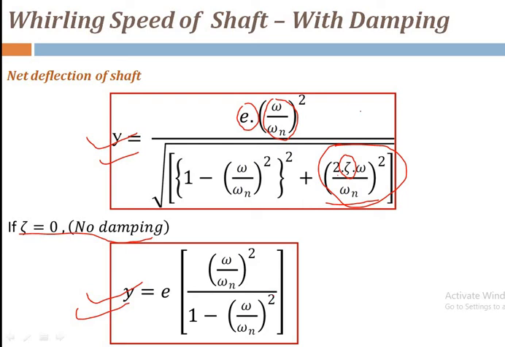So this equation is the most general equation which can be applied in any case, shaft with damping or without damping. So finally we get the equation of deflection of the shaft as a function of eccentricity, as a function of frequency ratio and damping coefficient.